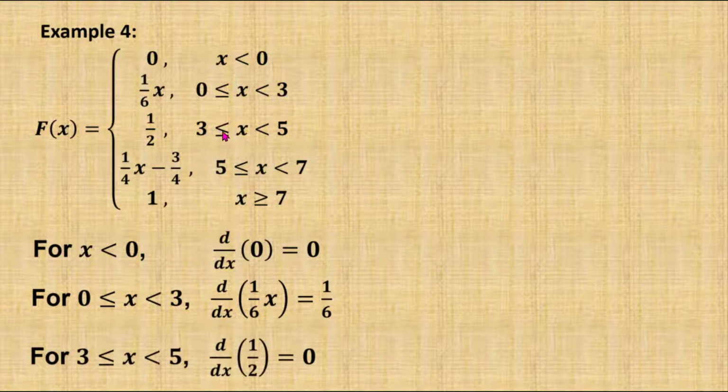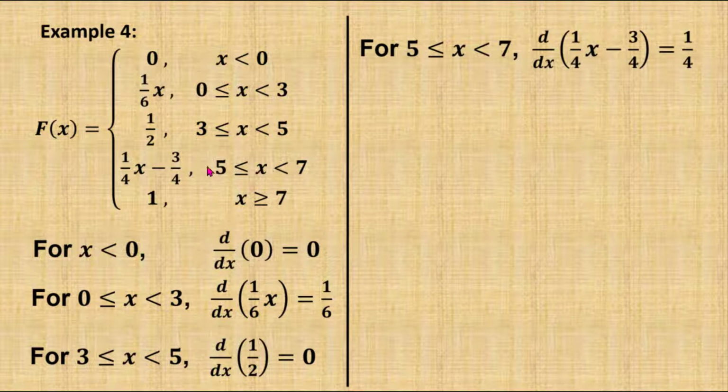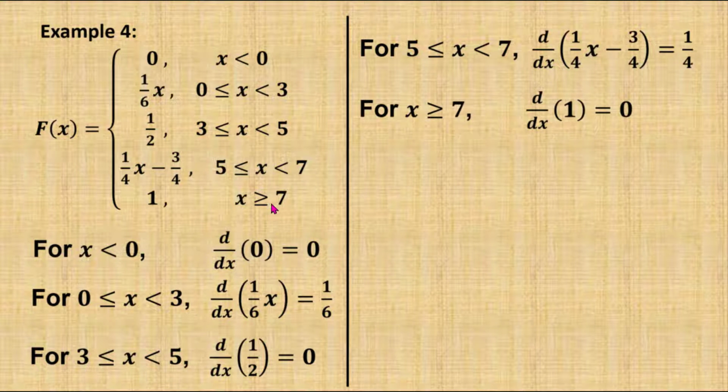When x is in between 3 to 5, the cumulative function is 1 over 2, and differentiation of 1 over 2 is equal to 0. When x is in between 5 to 7, the cumulative function is 1 over 4 x minus 3 over 4. After differentiating, it is equal to 1 over 4. When x is greater than or equal to 7, the cumulative is 1. So differentiation of 1 is equal to 0.